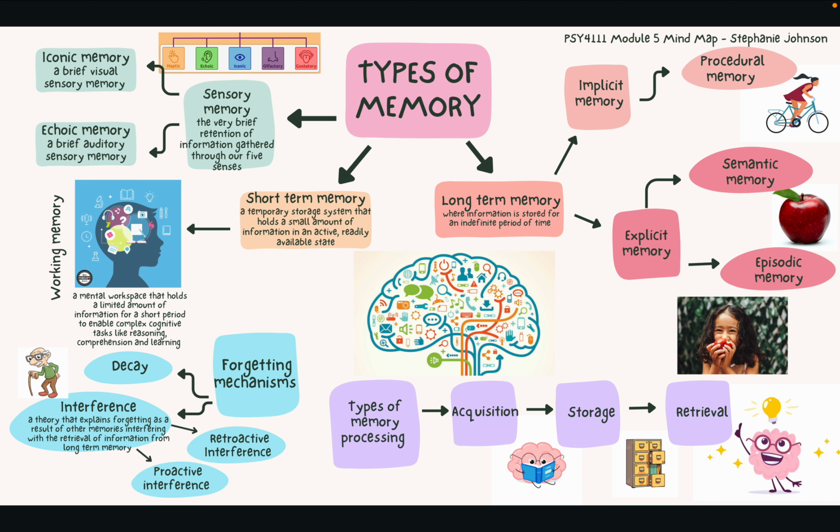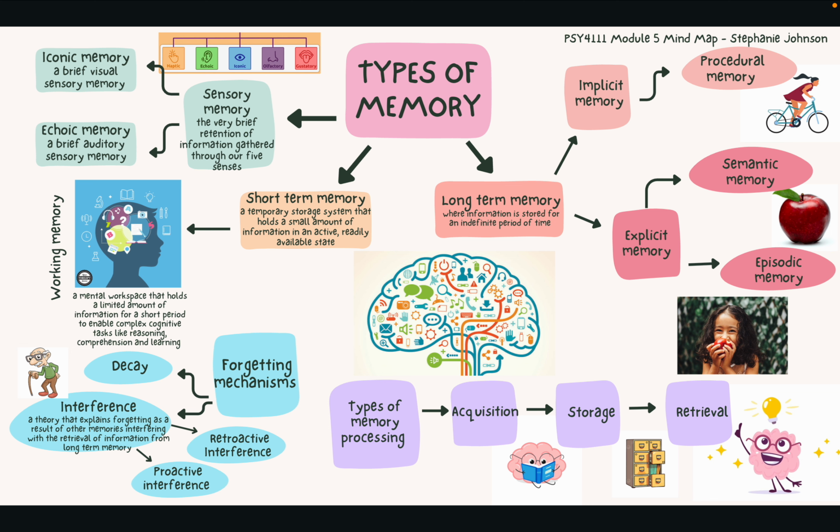Iconic is the visual sense of memory, so you keep an image of what you see for up to 1 second. And echoic memory is a brief auditory memory, which is around 2 to 3 seconds of remembering what you hear. Sensory memory also comes into play in our short-term memory.